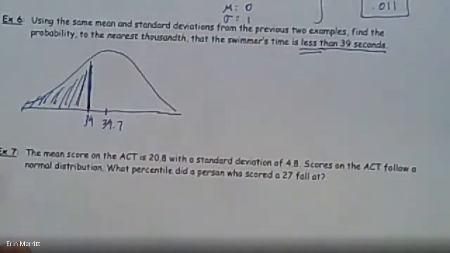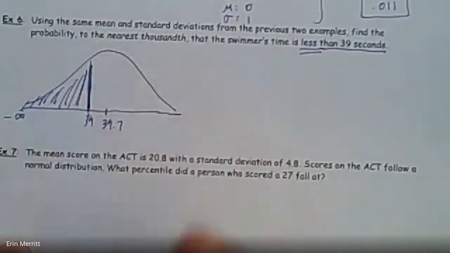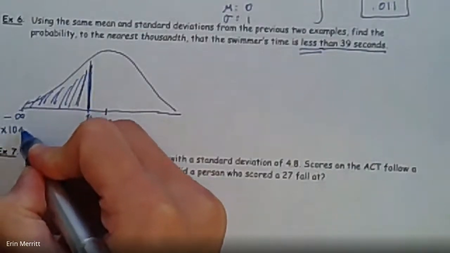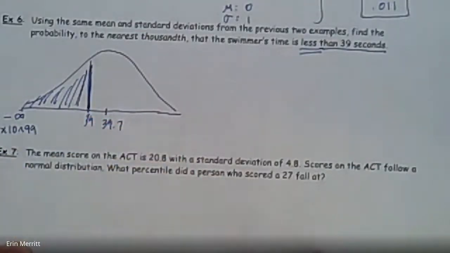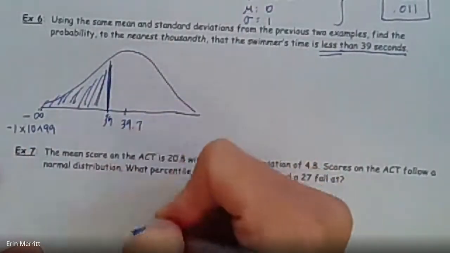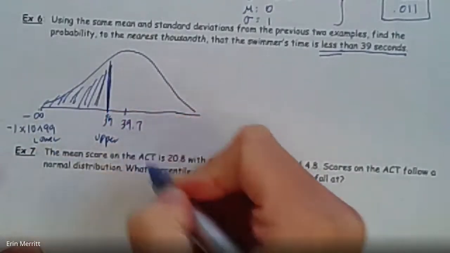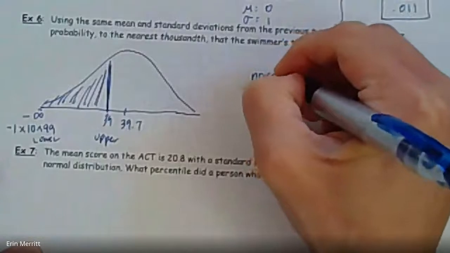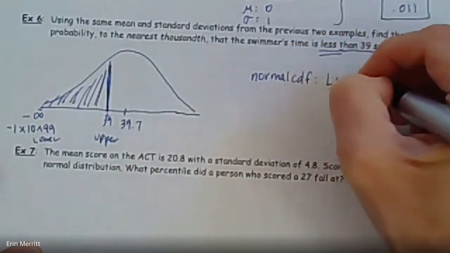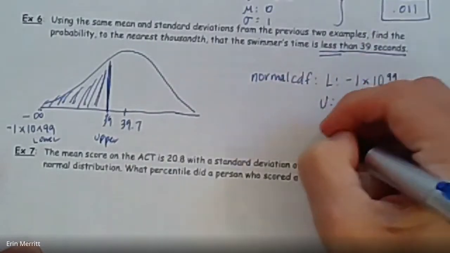So in this case, the lower bound we're going to treat like negative infinity, which means we're really going to make it -1 times 10 to the 99th power. We're going to make that a super, super small number. And then the upper bound would be the 39. So lower would go here, upper would go here. Let me write that over here so you can read it well. So normal CDF, the lower we're going to use is -1 times 10 to the 99th power. The upper, we're going to make the 39.